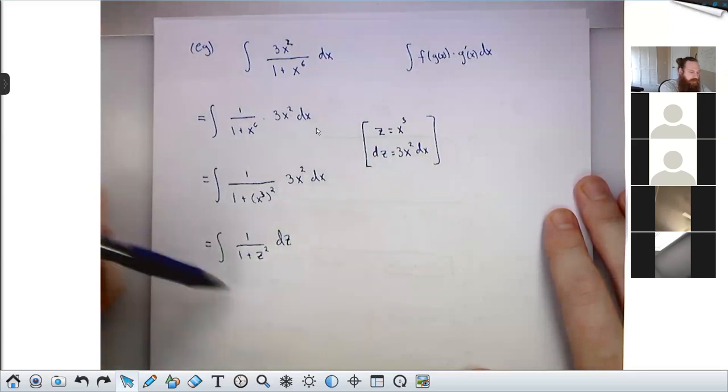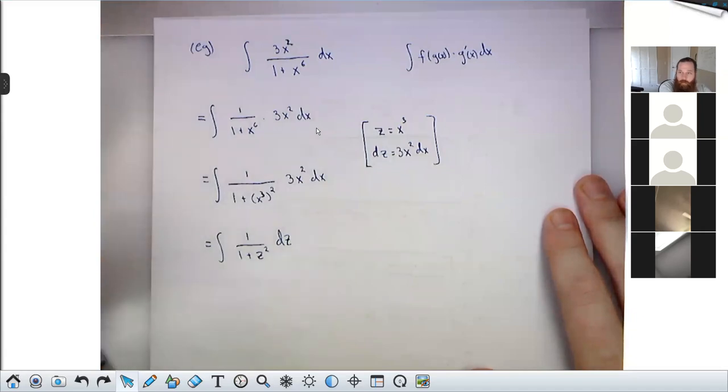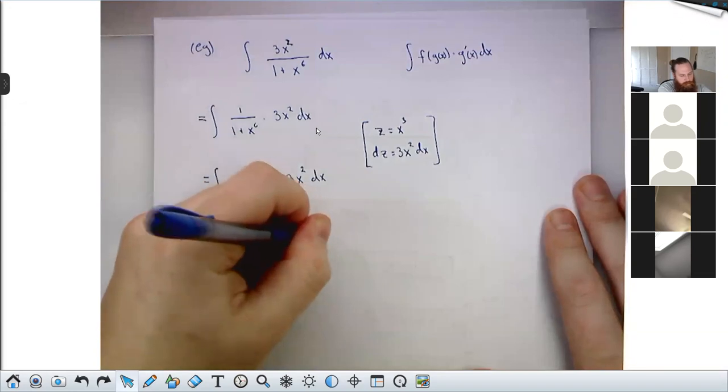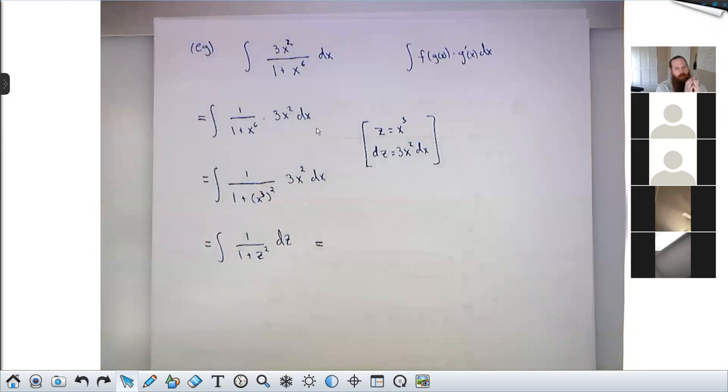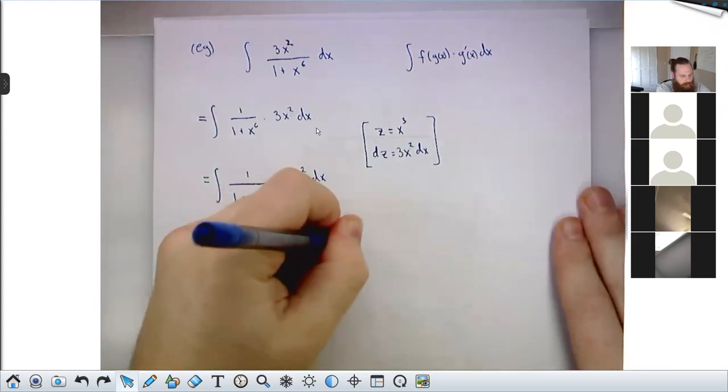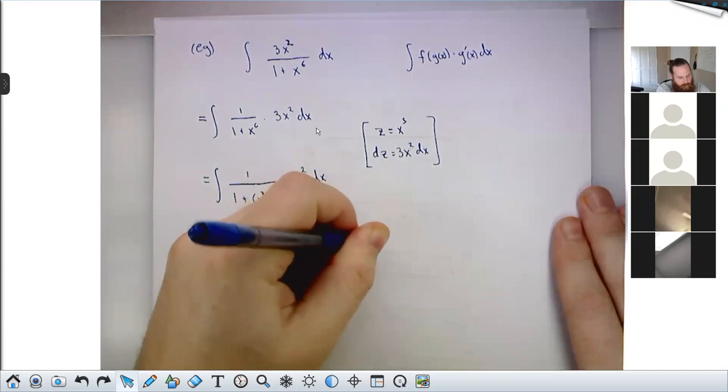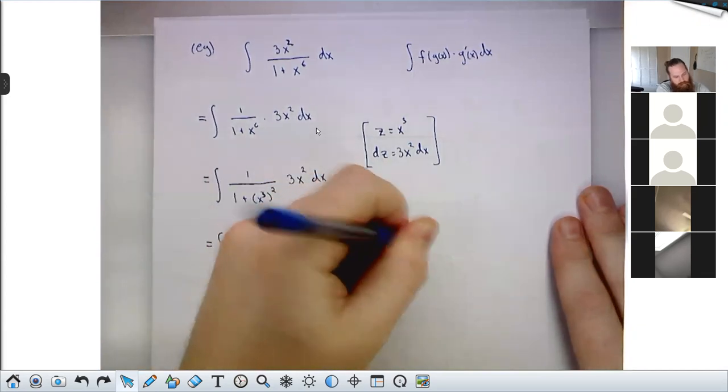Look how much cleaner this is than any of the things we got with our other two attempts. What's more, you know who differentiates to 1 over 1 plus z squared. Who is this? Somebody said something about inverse trig. Jonathan, whose derivative is 1 over 1 plus z squared? What inverse trig function? Tangent. I think Josh beat you to it there. Yeah, arctan, inverse tangent. This is the inverse tangent of z plus c.